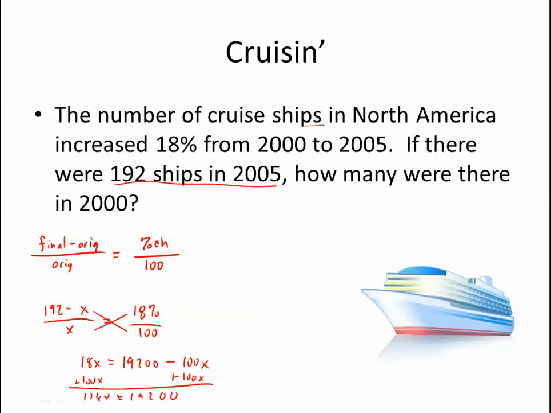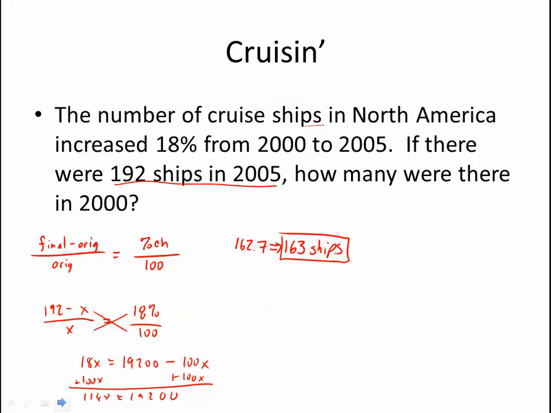162.7. Now, I can't really have 162.7 ships. Either it's a ship going on the sea or it's not. So I'm going to take that 162.7 and I'm going to turn it into 163 ships. Okay? And that was the original amount, which was the number of ships in 2000. All right, so hopefully that makes sense. Let's look at another example. Okay?